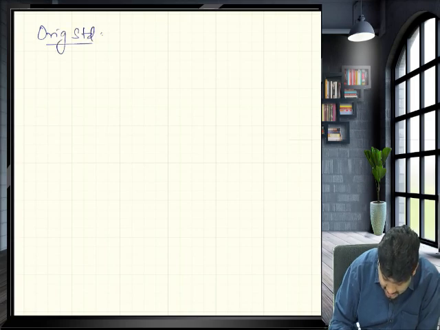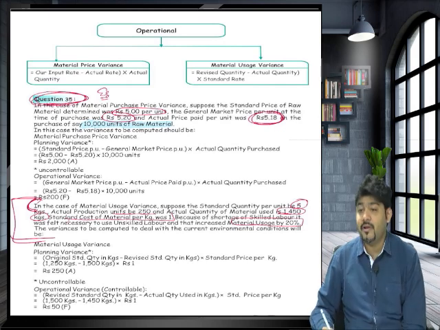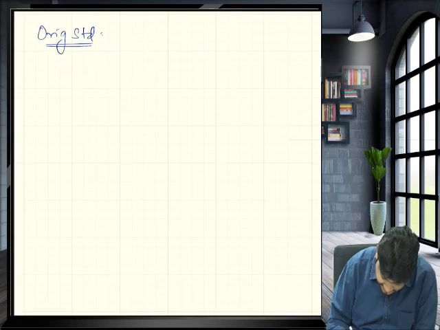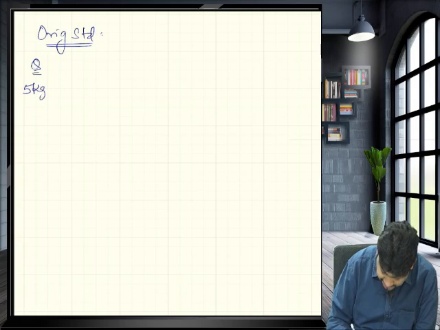You don't write anything, you just pay attention. What is the original standard? Suppose the standard quantity per unit will be 5 kgs. So quantity will be 5 kgs for 1 unit. Yes or no? Okay, 5 kgs.